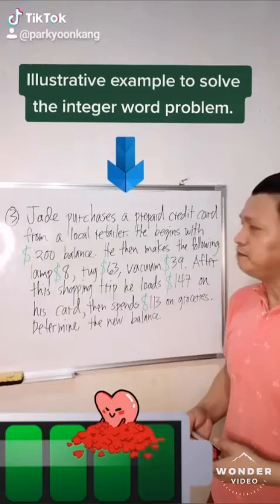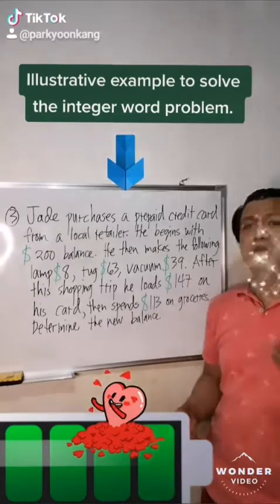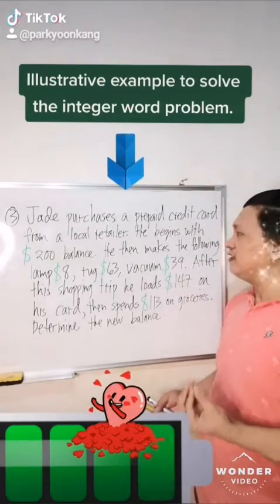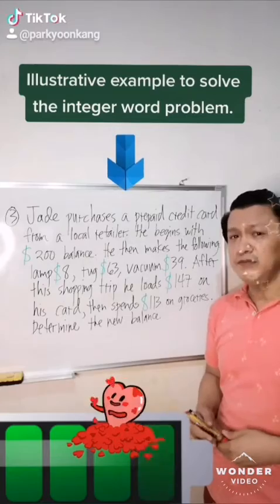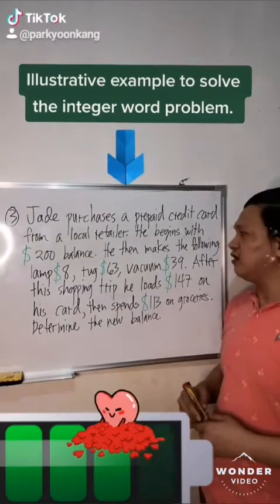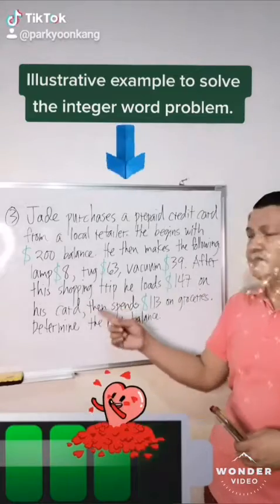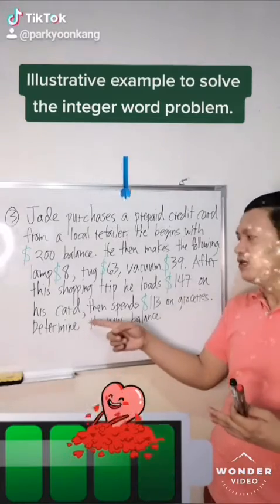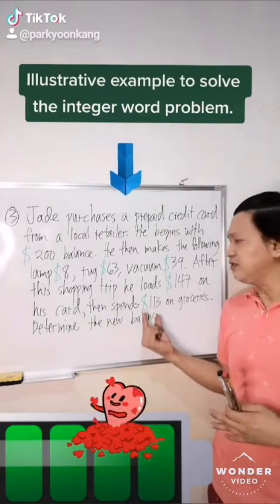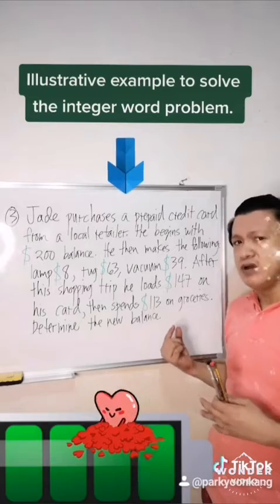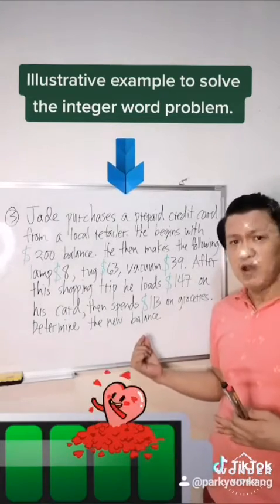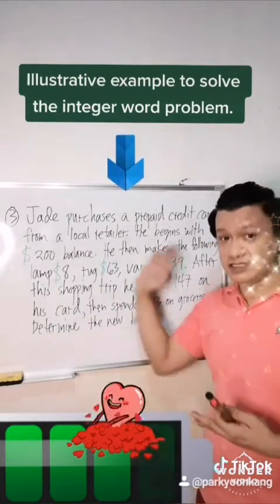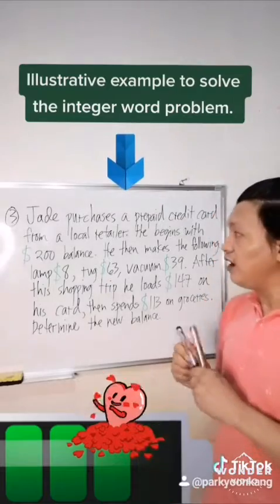Another problem, we have Jake purchases a prepaid credit card from a local retailer. He begins with $200 balance. He then makes the following purchases. We have lamp $8, rug $63, vacuum $39. After this shopping trip, he loads $147 on his card. Then he spends another $113 on groceries. Now, determine the new balance. How are you going to show your solution to find the new balance from the given data on the problem?